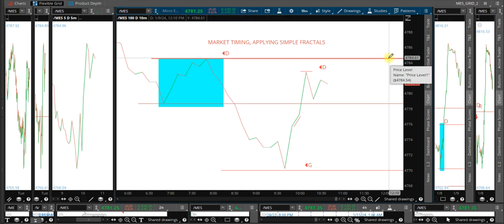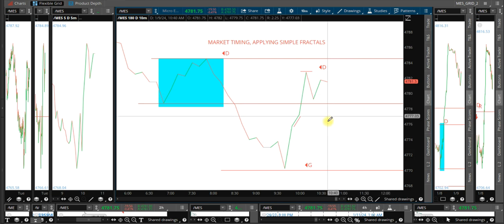Definite stop here would be around 84, 70. That would be a point to add to the trade long. But again, we have to wait and find out what happens here. Okay. Again, a good example of using fractals for market timing.